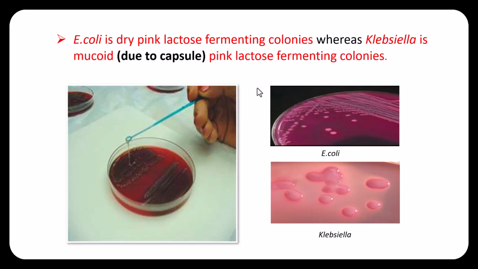Here you can see the colony of the E. coli and the Klebsiella. We can differentiate between them, as both of them produce a pink colony on MacConkey because both of them are lactose fermenters. But E. coli is characterized by a dark pink colony, while Klebsiella is characterized by a mucoid pink colony as a result of the capsule production. Due to the capsule production, it has a mucoid colony, while E. coli has a dry pink colony.